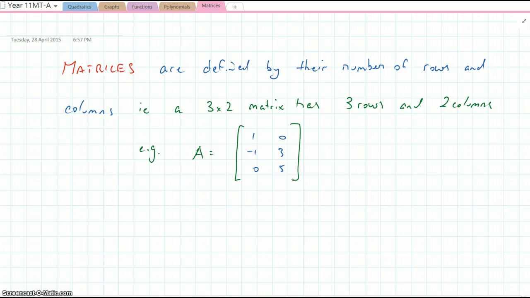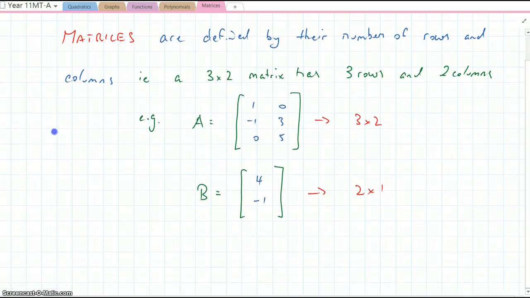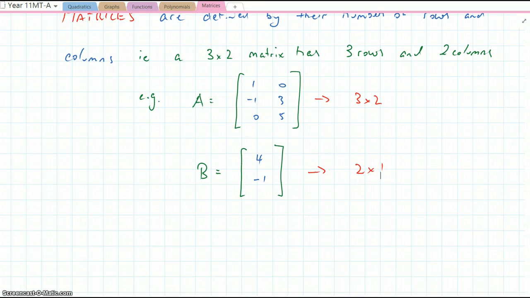And let's bring in another matrix. Let's go for a 2 by 1 matrix, which we're going to call B. B is a 2 by 1 with elements 4 and minus 1 in it. So A is a 3 by 2, and B is a 2 by 1. It's got 2 rows and 1 column. Excellent. So first things first, rows and columns in that order.